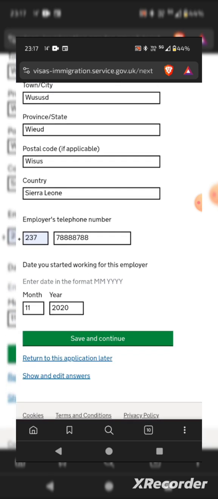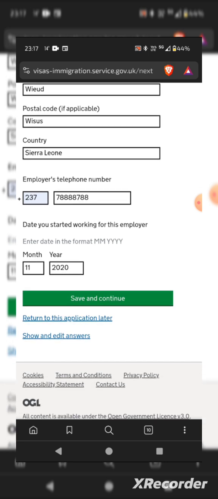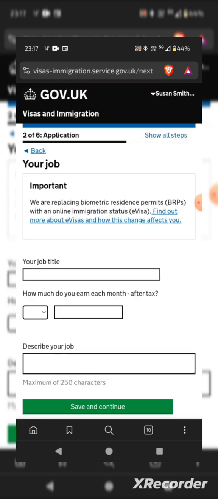Then the employer's telephone number, you put the company's telephone number there. Okay, the date you started working. Make sure this date is in line with the date that you actually started working, because they cross check it. Your job offer letter should have a date when you are supposed to start working. So make sure you check and put the same date here for those who are employed. So you take save and then you continue.